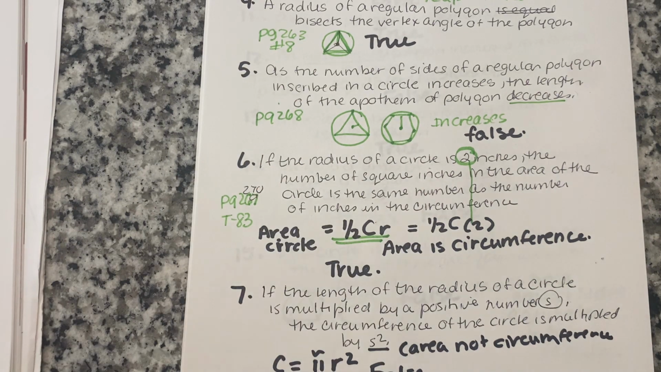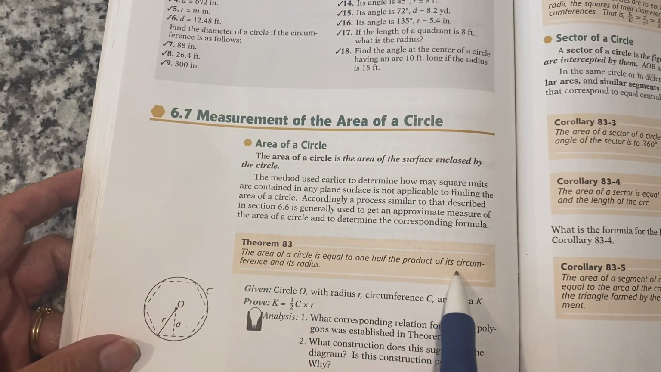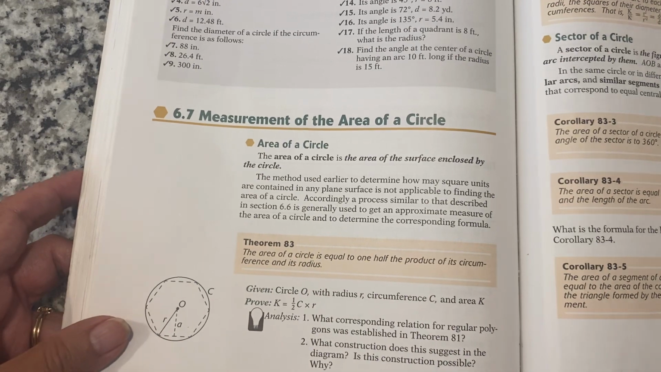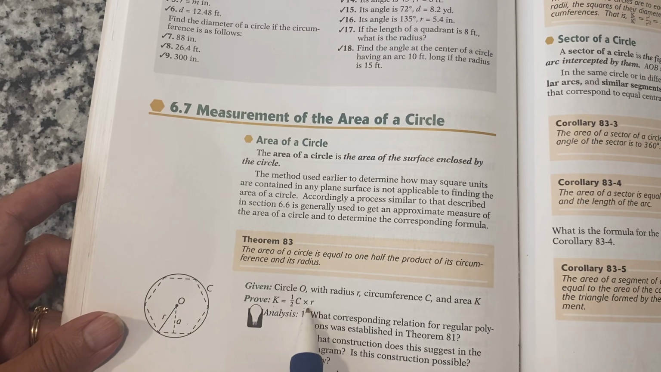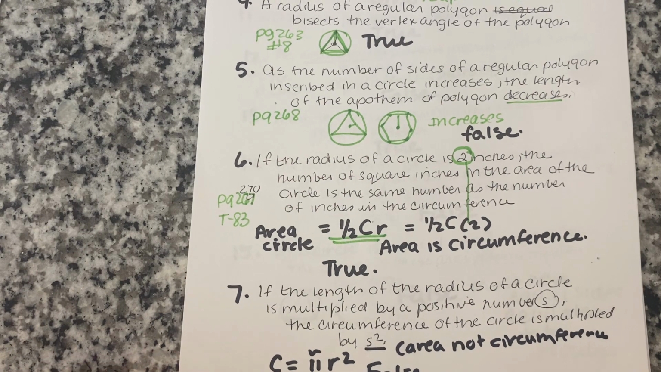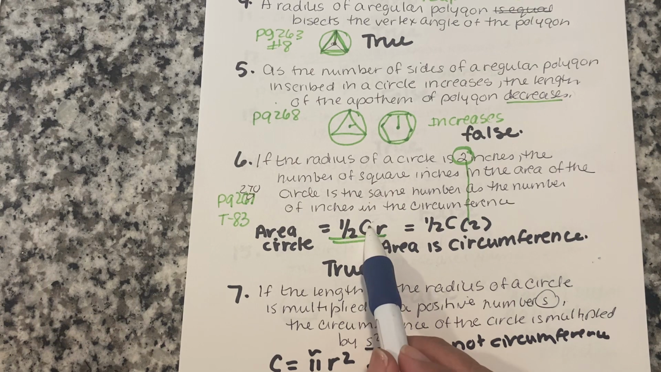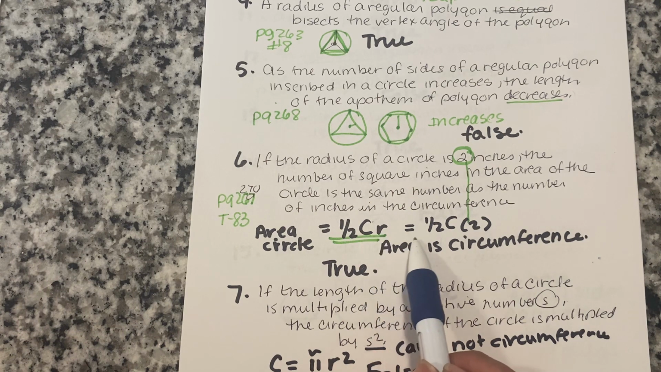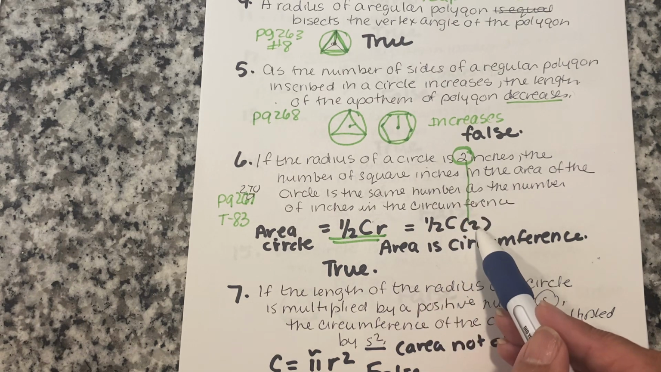The area of the circle is equal to 1/2 the product of the circumference and its radius. So we need to know that. Remember this: area equals 1/2 circumference and radius. So here we take 1/2 the circumference, the big C, times the radius. So it's going to be 1/2 circumference, and what's the radius? 2. So we fill in 2.